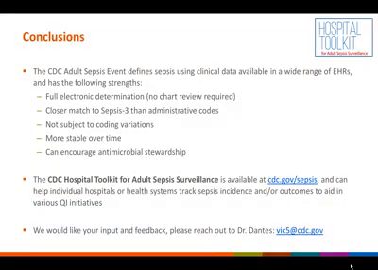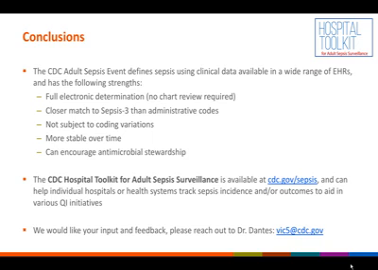So we'll wrap up here in conclusion. The CDC Adult Sepsis event defines sepsis using clinical data available in a variety of electronic health records and has the following strengths. Full electronic determination, so no chart review is required. It's a closer match to Sepsis 3 than administrative codes. It's not subject to coding variations, and it's more stable over time. It can also be used to encourage antimicrobial stewardship.